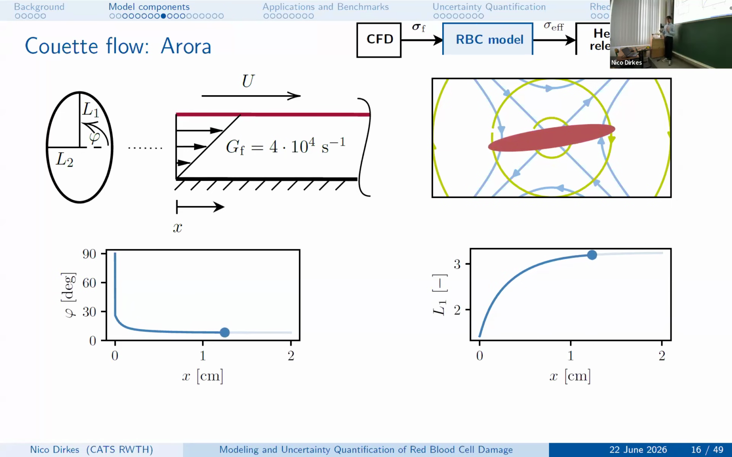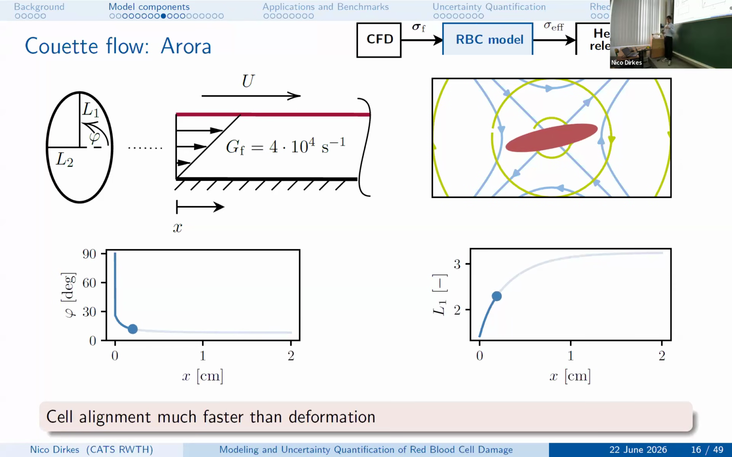So you can see that there are these two different scales, the orientation scale or the alignment scale, and then the deformation scale. And because of this discrepancy in scales, this Aurora model is very hard to simulate numerically, because this alignment scale is so short and the deformation scale is so long. So really you need time steps on the order of magnitude of this alignment scale to always capture the rotation and alignment of the cell accurately.